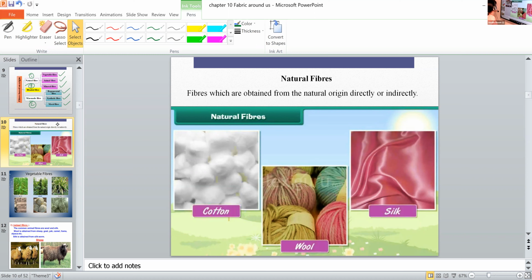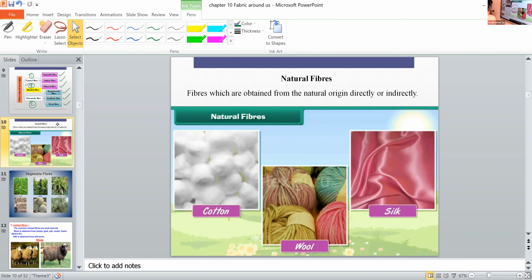Good. Okay. Then on the basis of origin, how is it? Natural fiber, blended fiber, and man-made fiber. Which are the natural fibers? Vegetable fiber, animal fiber. One more is there. Mineral fiber. Very good. Then man-made fibers, which are they? Regenerated, synthetic, and metal fibers.